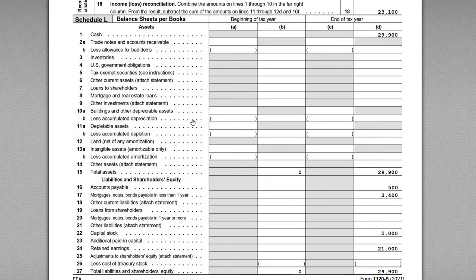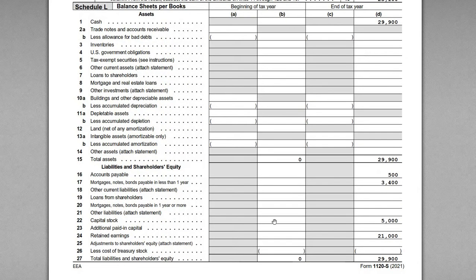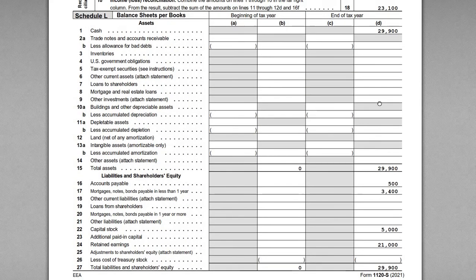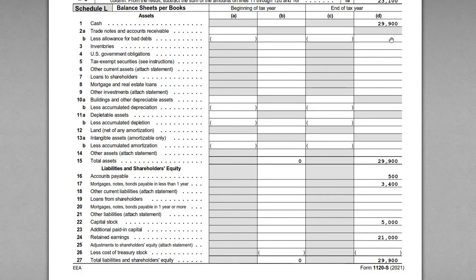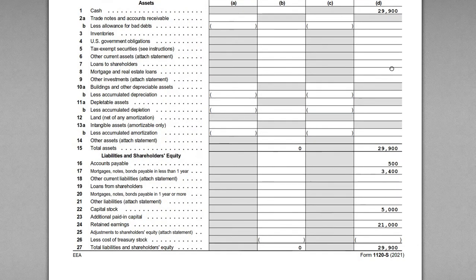This is where we enter the balance sheet per books. So you'll notice here on the beginning of the year, everything is 0, right? Because the company did not exist last year. This is an initial year filing. When you have an initial year return, beginning year balances are always going to be 0. So it's just the end of tax year columns that we're going to be completing, right? So we've got our cash entered here at the top on line 1, $29,900.